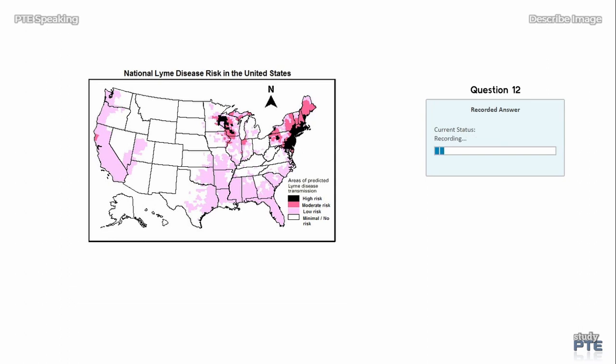The given image shows information about national Lyme disease risk in the United States. It also provides information in various categories such as high risk, moderate risk, low risk, and minimal or no risk. It is clearly visible from this image that the high risk is shown by the black color. On the other hand, minimal or no risk is shown by the white color.